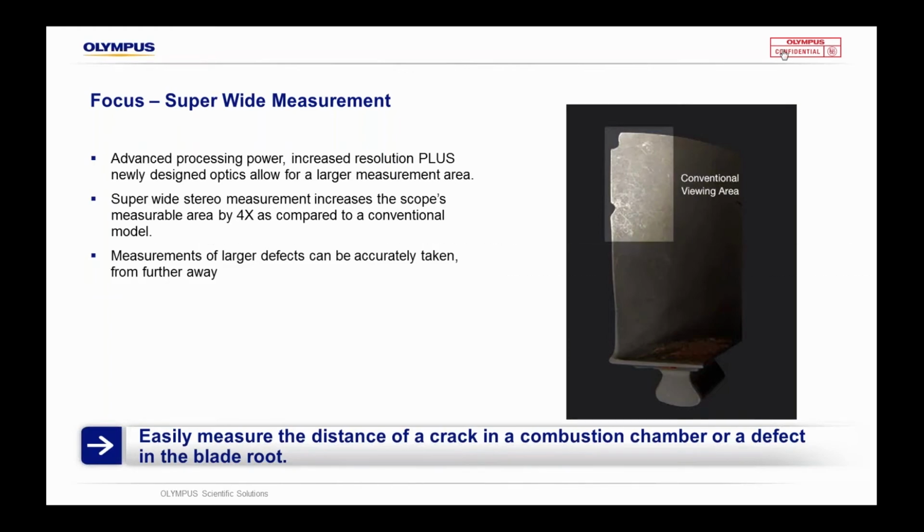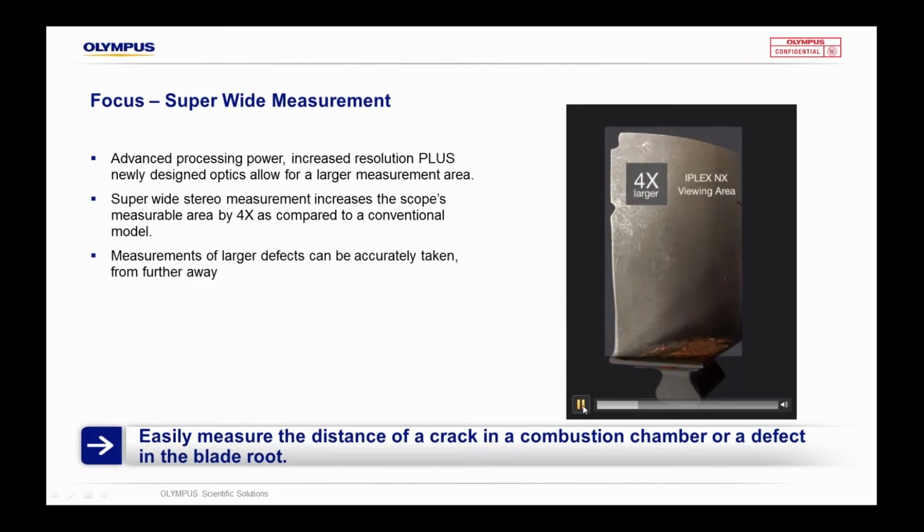If you look at the screen at the moment, you can see in the top left-hand corner of this blade, we have the view that you would generally see from a conventional video scope. With iFlex NX, due to the increased illumination, better optics now and a new processor, along with this new CCD, we have the ability to measure a 4 times larger measurable area than you would with a conventional video scope, which means that measurements of larger defects can be taken from further away.